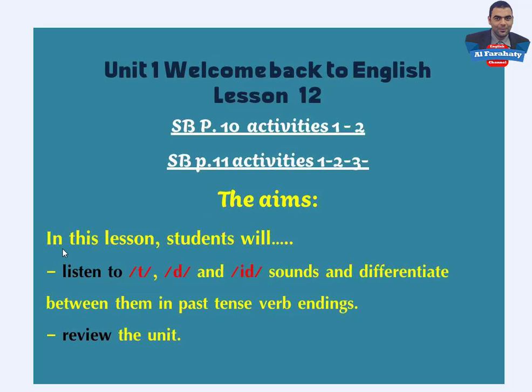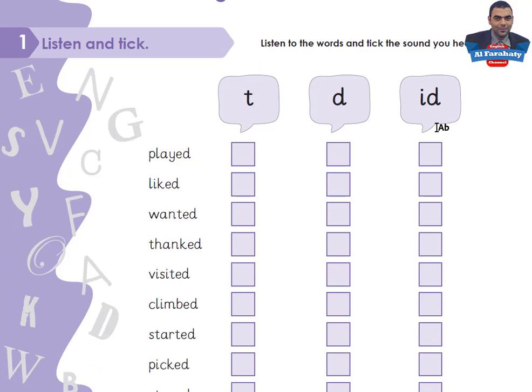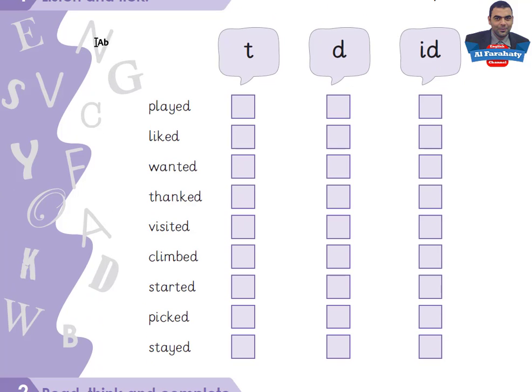The aims. In this lesson, students will listen to ta, da, id sounds and differentiate between them in past tense verb endings. Review the unit. Working with sounds, activity 1. Listen and tick. Listen to words and tick the sound you hear. Now we will listen and tick the sound.